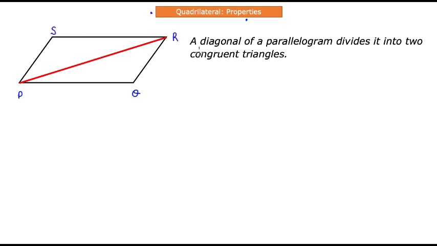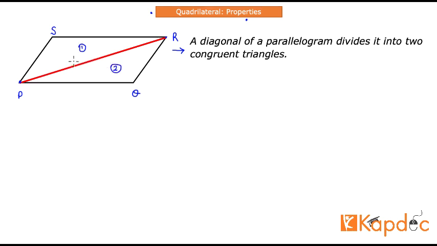Our objective is to prove this statement: the diagonal in a parallelogram divides it into two congruent triangles. When you take a look at this parallelogram, it's very easy to see that we have a diagonal PR, right? It connects two opposite vertices, so it is called a diagonal. As you see here, this diagonal divides this quadrilateral into two parts. One is triangle PSR and the second is triangle PQR.